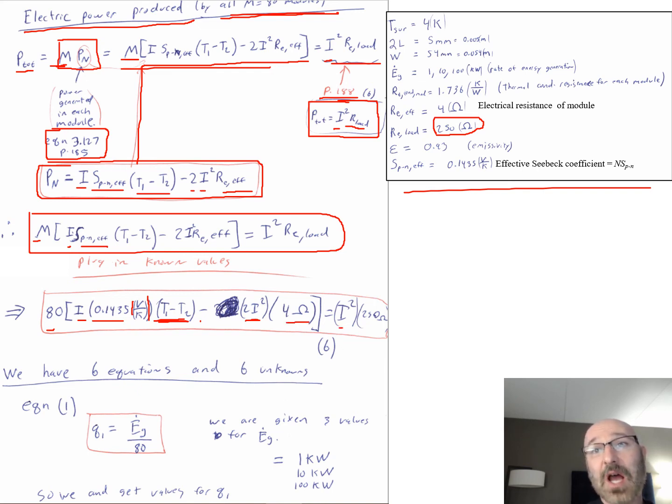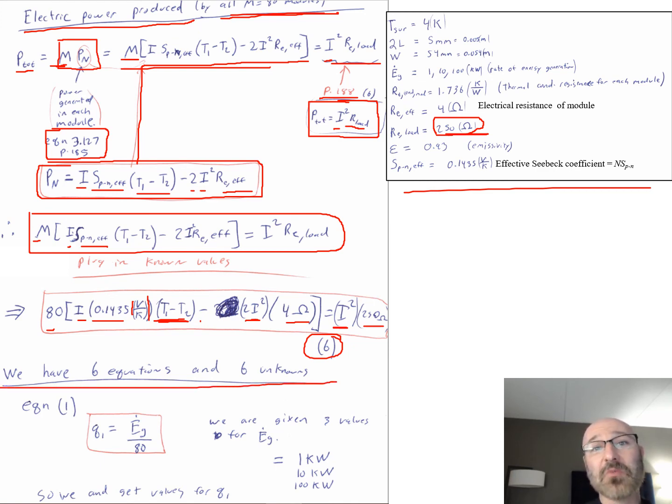Now this is equal to our I squared times our 250 ohms, from this value right here that was given to us in the problem statement. So now we're going to call this our new equation number 6. The reason we labeled these is because we now have 6 equations and 6 unknowns.